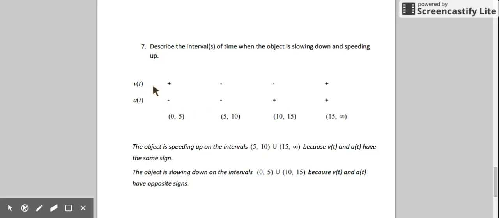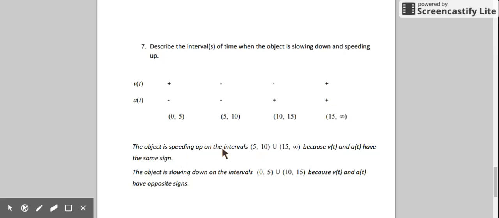We could also just replicate the information that we already came up with. We knew our velocity was positive from 0 to 5 and negative from 5 to 15, and then positive from 15 onward. We knew that our acceleration was negative from 0 to 10 and positive from 10 to 15. And so now we can just combine our velocity and acceleration signs. If they're opposite signs, we know our object is slowing down. If they're the same sign, regardless of whether they're both negative or both positive, our object was speeding up. And so we can summarize that information.